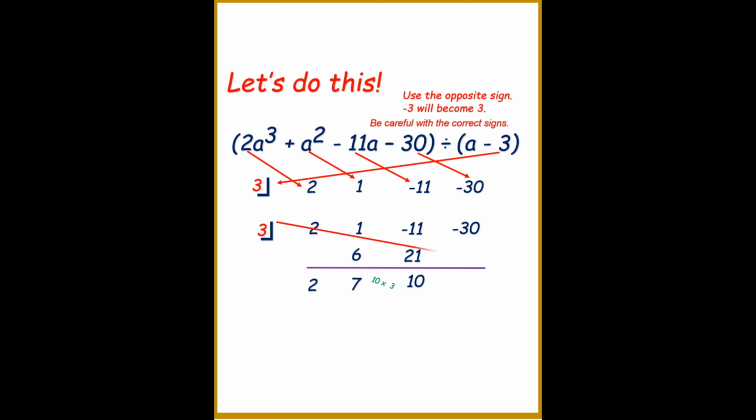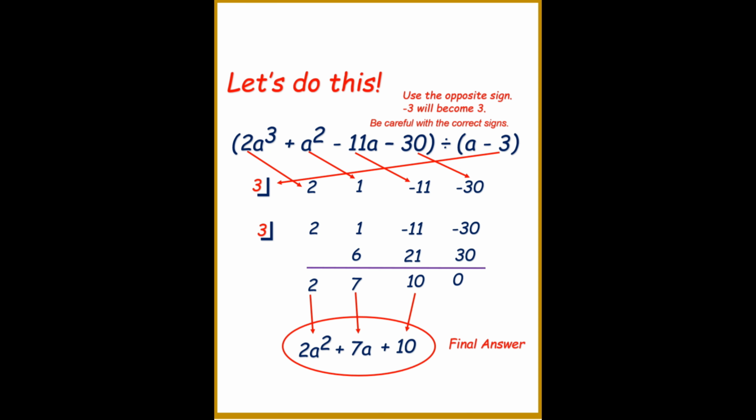Okay, then we will just do the same process. 10 times 3, which is 30. Okay, -30 plus 30, the answer is 0. See, easy, right? And we're just going to write down 2a squared plus 7a plus 10a. You got it. That's the final answer. Congratulations.